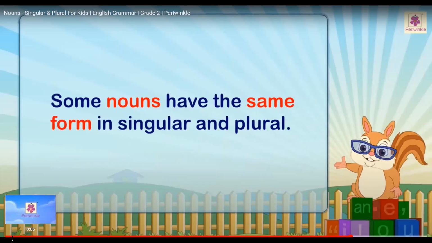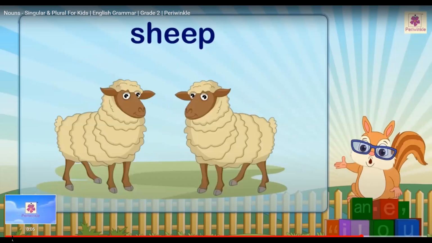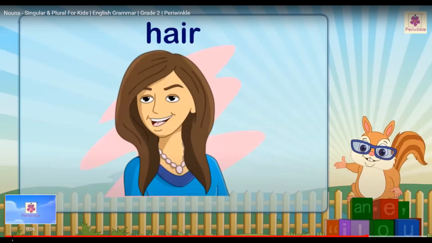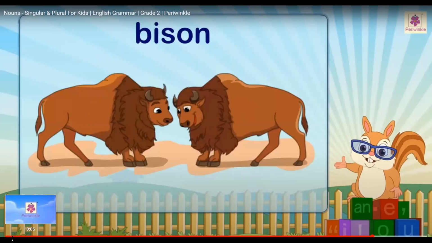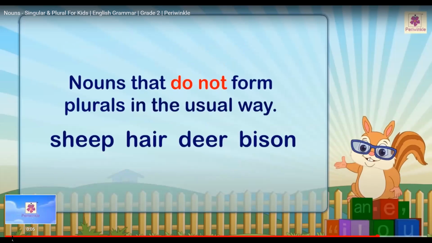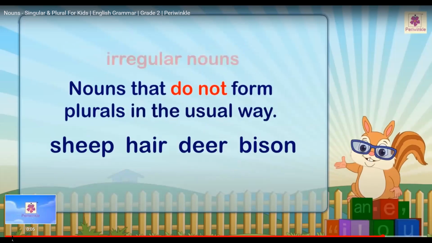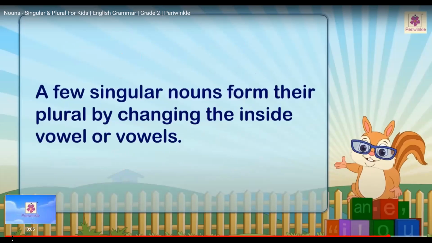Some nouns have the same form in singular and plural. They won't add S or any other ending. It's just the same, like sheep, sheep; hare, hare; deer; bison, bison. These are nouns that do not form the plural in the usual way: sheep, hare, deer, and bison. These are the irregular nouns. We call these irregular.